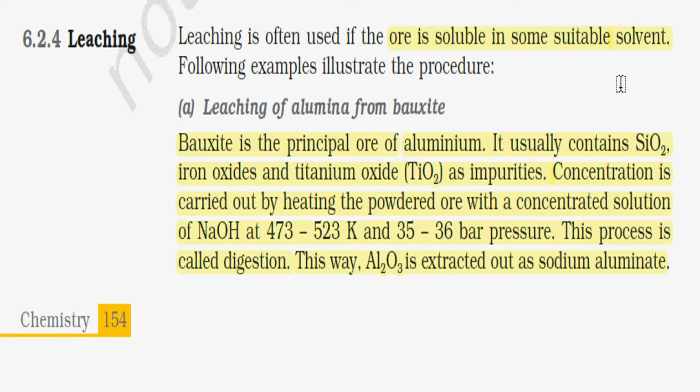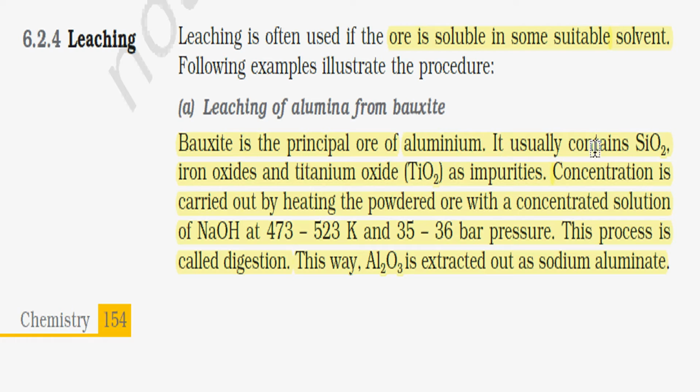Now, the leaching method is used for concentrating ores of aluminium, silver, gold, etc. We'll be discussing them one by one. The first one is leaching of alumina from bauxite. Now you know bauxite is the ore of aluminium. You can say principal ore of aluminium. You have studied this in the table.